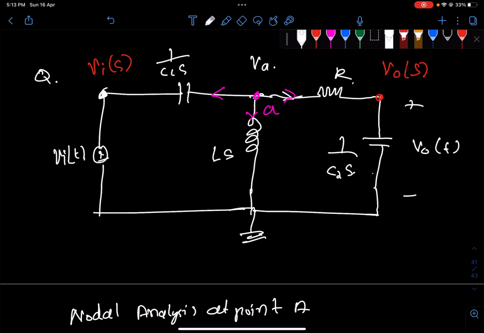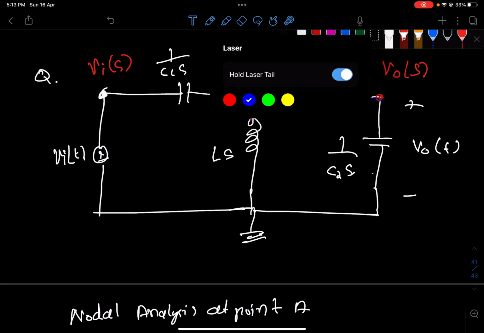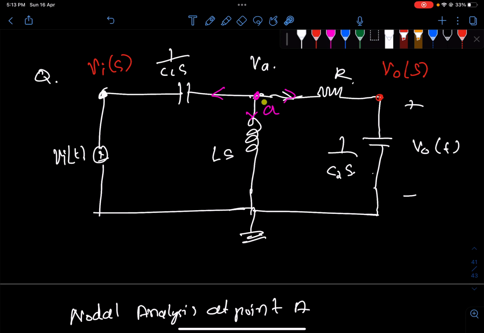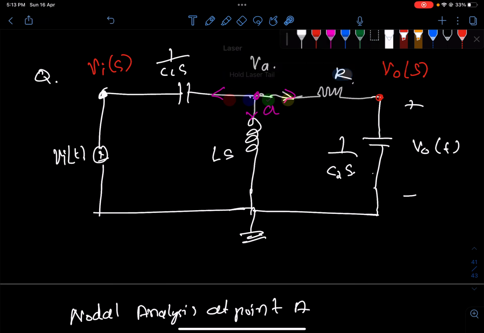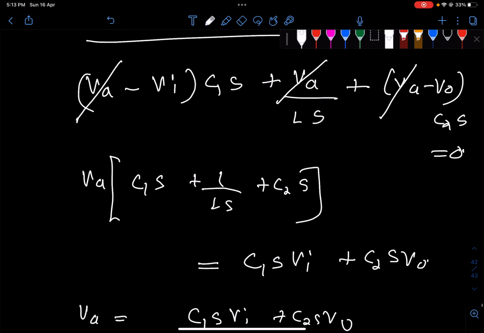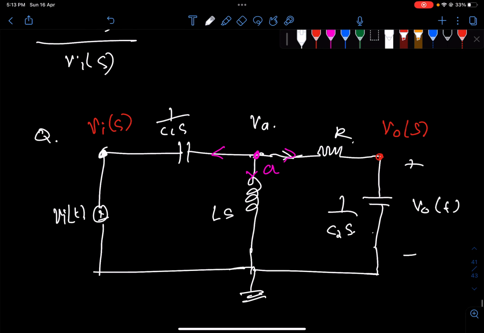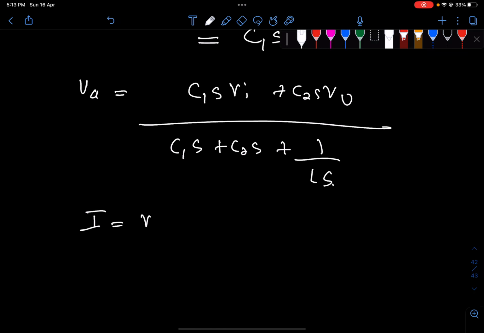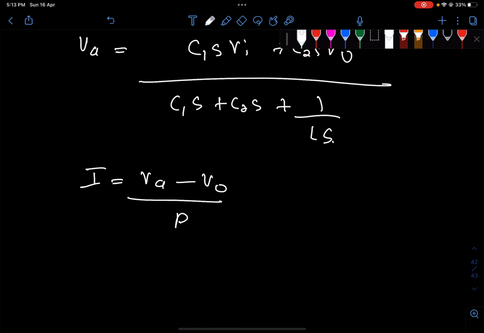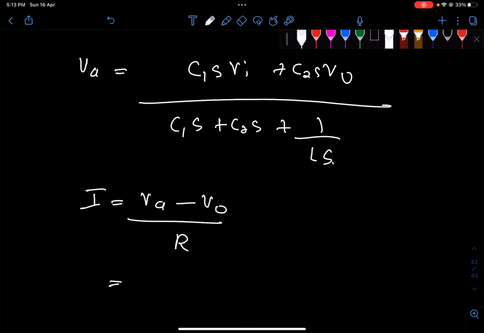Next we are asked to find what is V0. If we know the voltage VA, can we find out the current passing through the circuit? So you know the potential at this one and this one. What is the current? Potential difference divided by the resistor will give you the current, right? So I am naming that current as I. So what is I? VA minus V0 divided by R.